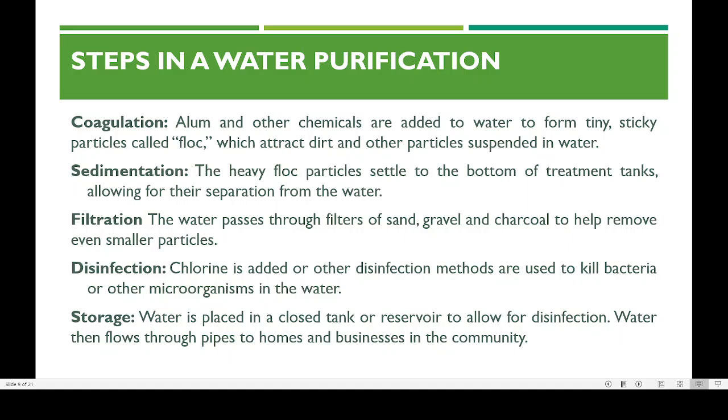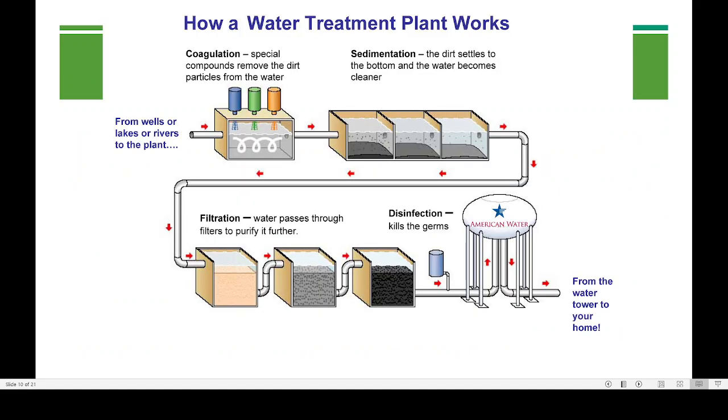The water passes through filters of sand, gravel and charcoal to help remove even the smallest particles. So here you can see that the first step is coagulation, then comes the sedimentation, then comes the third stage. Third stage is known as filtration. So in case of filtration, the water will be passed through 2 or 3 tanks. At each tank, a different type of filtration media will be used. Water will come here, and it will be passed through a filtration media, and the bottom water, the filtered water, will be taken and pumped to another filtration tank.